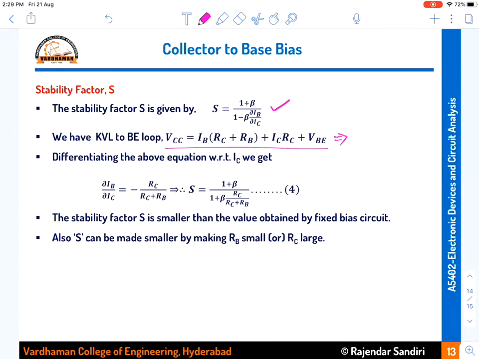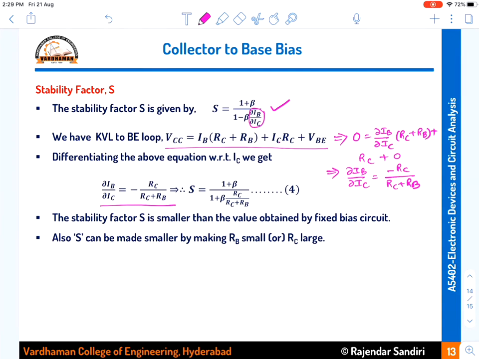We'll differentiate this with respect to IC. Then the left hand side is 0. The right hand side will be (RC plus RB) into dou IB by dou IC, plus, if you differentiate IC into RC with respect to IC, you will get RC, then plus VBE with respect to IC is 0. So dou IB by dou IC will become minus RC by (RC plus RB). That's what we got here. The same thing we just go and substitute here.